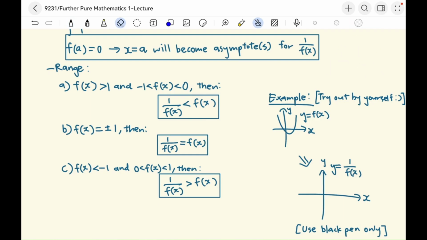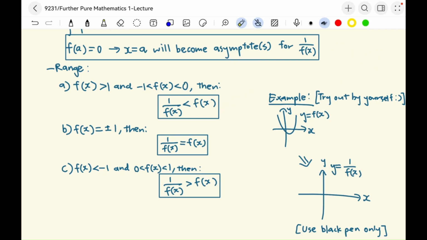So what about, we consider the negative region, which is the -1 to 0. Let's say I take -0.5. So 1 over -0.5, we get -2. So what is the original value of the f(x), which is -0.5? We can see -2 is less than -0.5. Okay, so this inequality statement is correct. I have proof here for you.